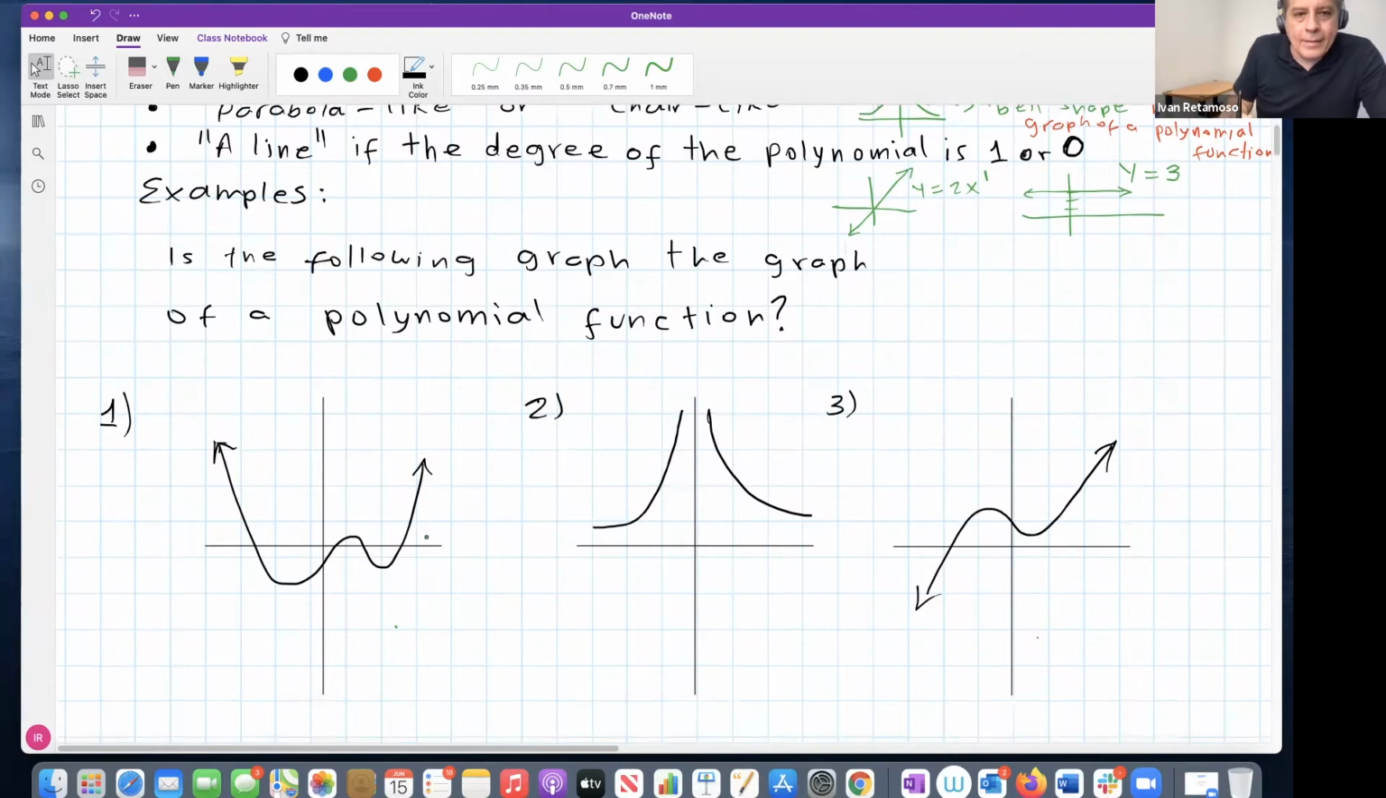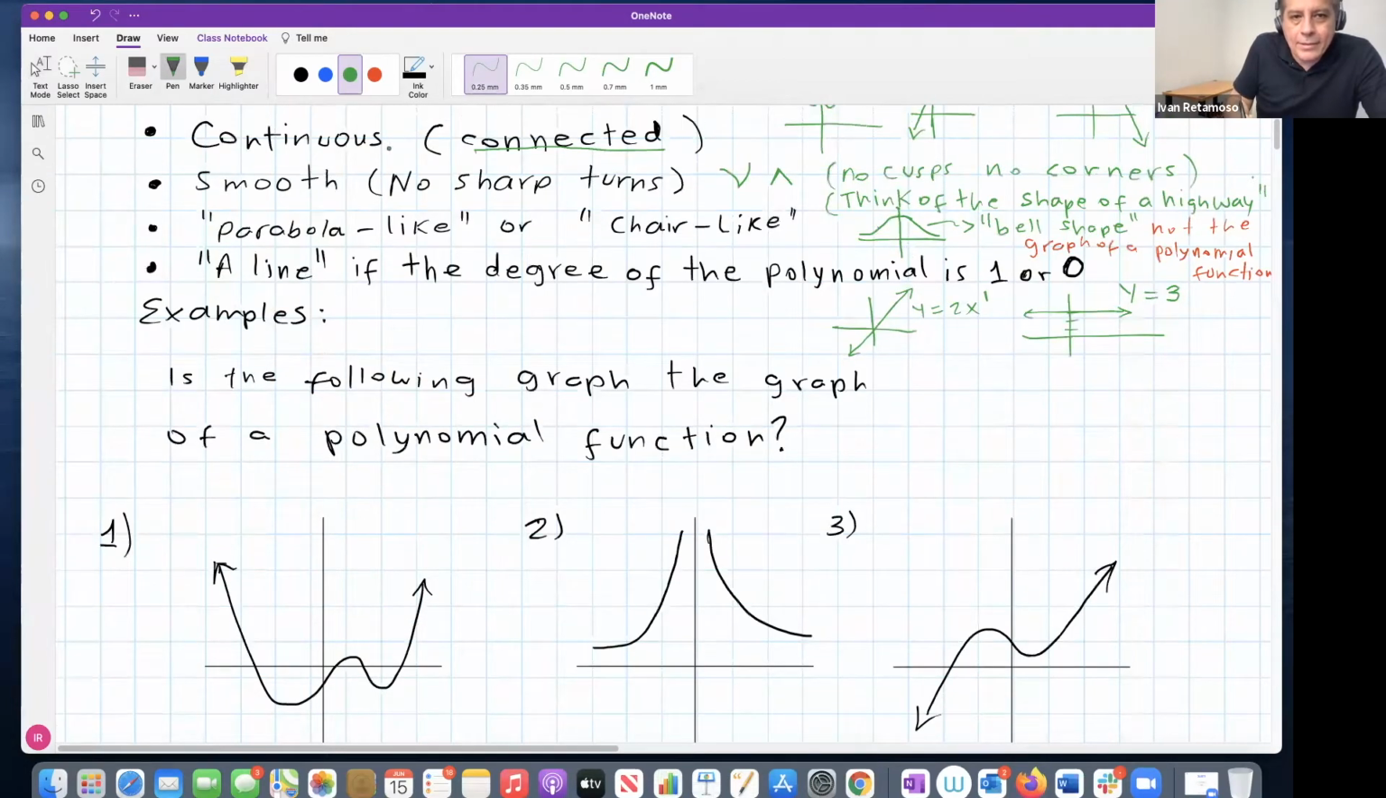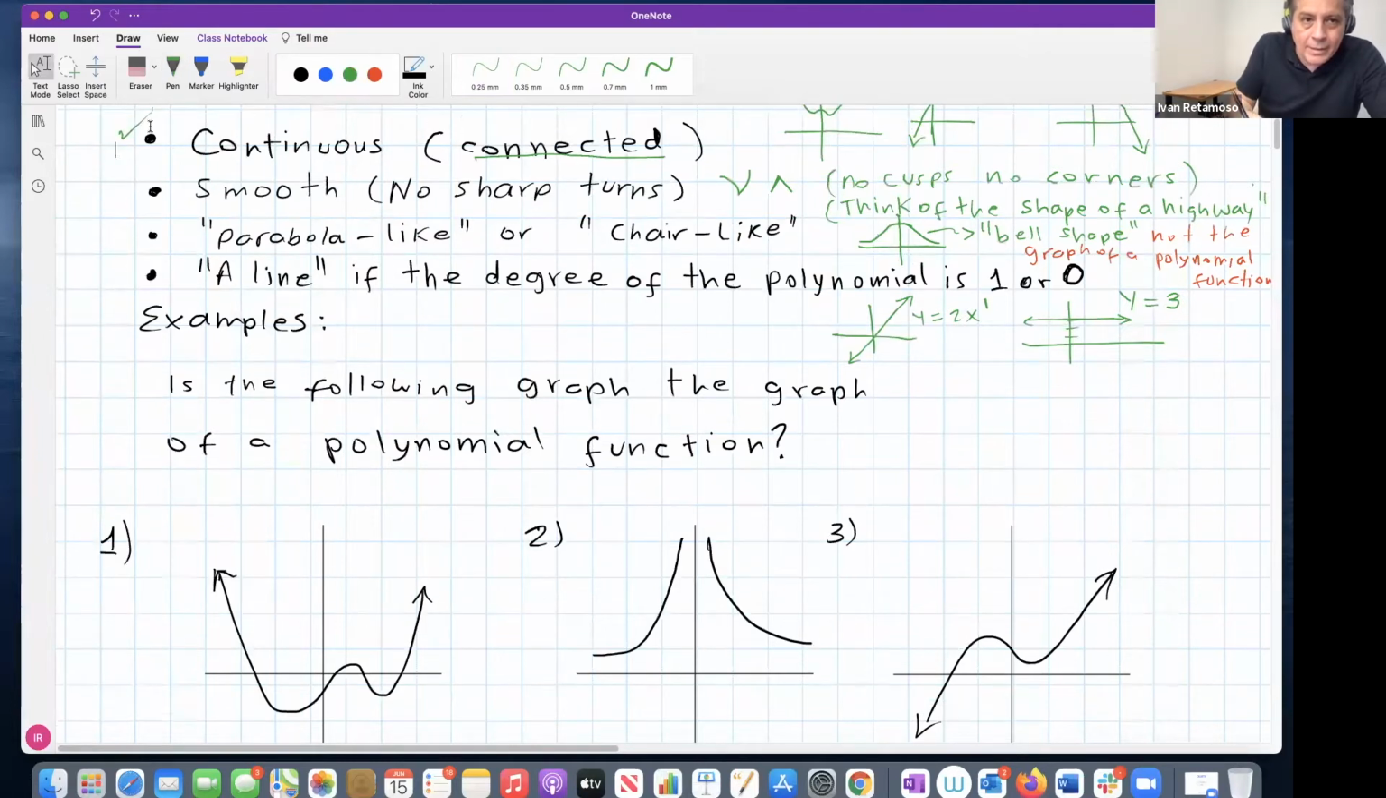Look at this. Let's check, right? Is this continuous? Well, you see all in one piece, so it checks continuity, right? Great. Is this smooth? Well, it looks like the shape of a highway, right? It's smooth, right?